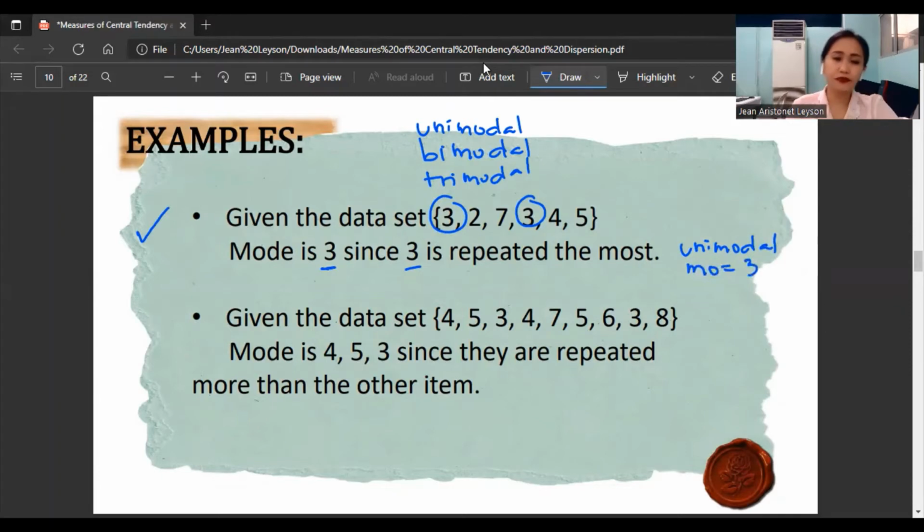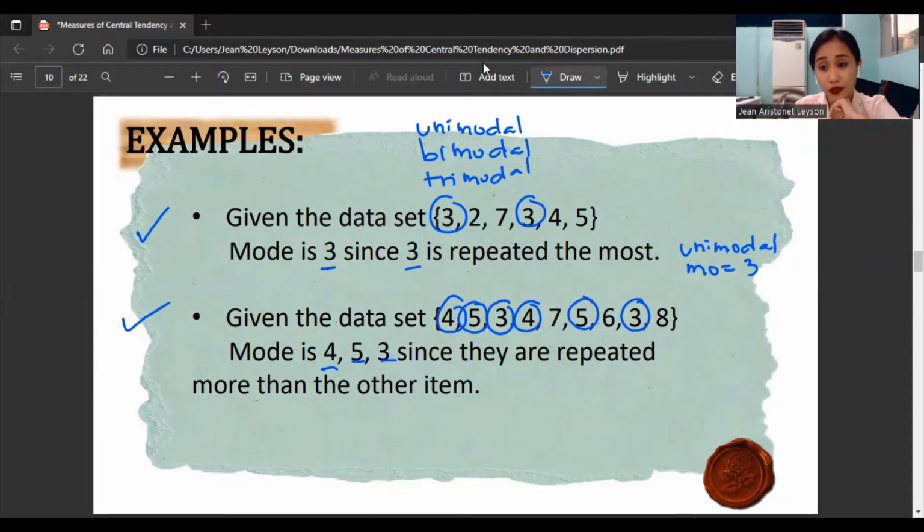Okay? Second example, given the data set 4, 5, 3, 4, 4, 7, 5, 6, 3, 8. By the way, for median, you need to arrange the data set. But for mode, there's no need for us to arrange a set of data. So here for our second example, the modes are 4, 5, and 3. Why? Because there are 2 4s, there are 2 3s, and there are 2 5s.